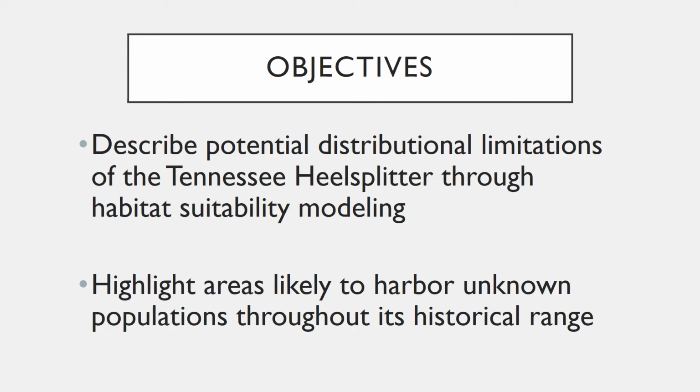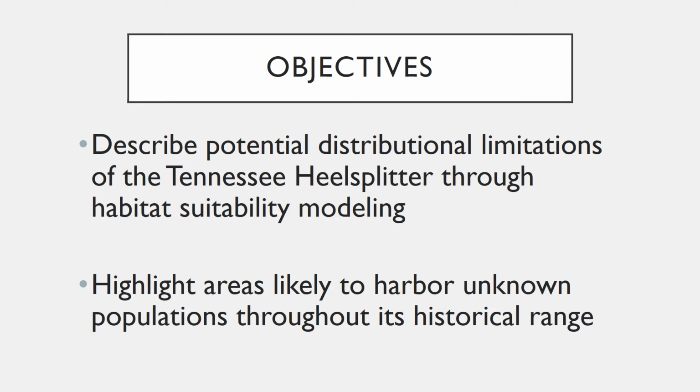Our main objective was to use habitat suitability modeling to describe potential distributional limitations of the Tennessee Heelsplitter. And really, too, what we were interested in was seeing, can we use readily available occurrence data and readily available environmental data to use habitat suitability modeling as an exploratory tool to help narrow our search scope for future research. So really help with making more efficient our planning for searching for more populations.